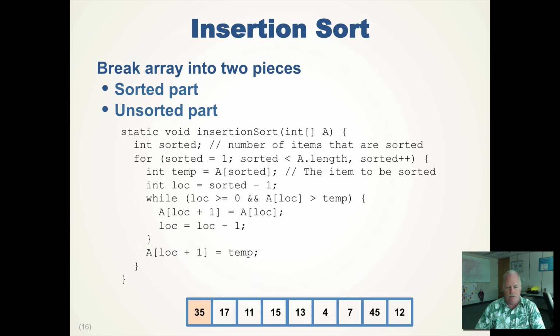So let's see what this does. We start off, and conceptually temp is equal to the item at sorted, which is 1. So we move it into temp. Conceptually, you now have space here at 35.